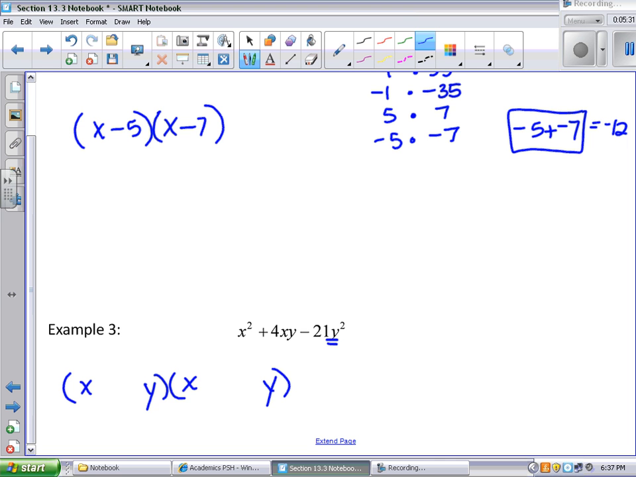So I'm going to approach this primarily the same way that I did the last ones. My constant coefficient, or the ending term there, is negative 21. It's not really constant in this example because we have y squared.